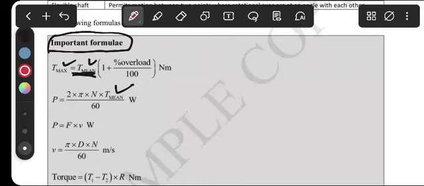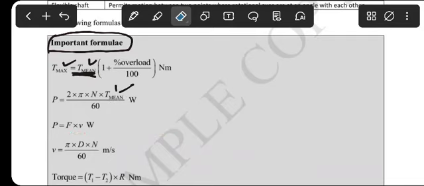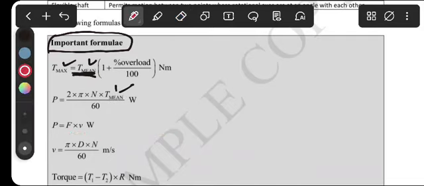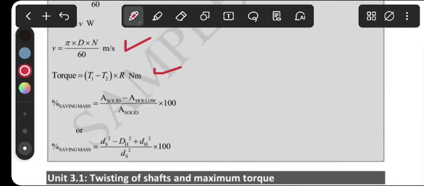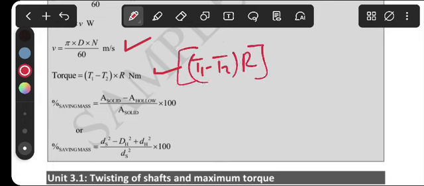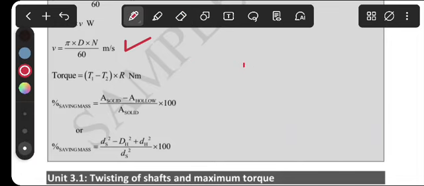By the way, another formula you should remember: power is equal to force multiplied by velocity. We know this formula, guys. Here, calculating velocity: pi D N over 60. We know that the torque, you write (T1 minus T2) multiplied by radius. We know this, guys. This is the torque. You must remember that.